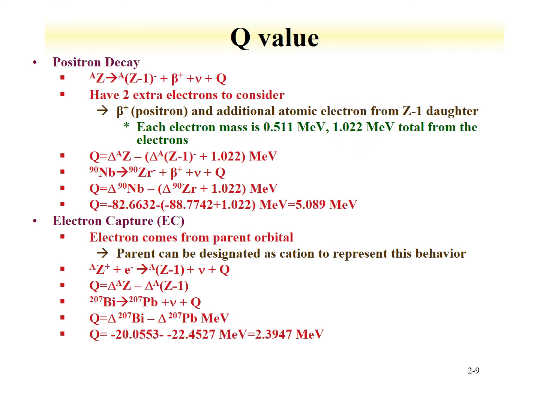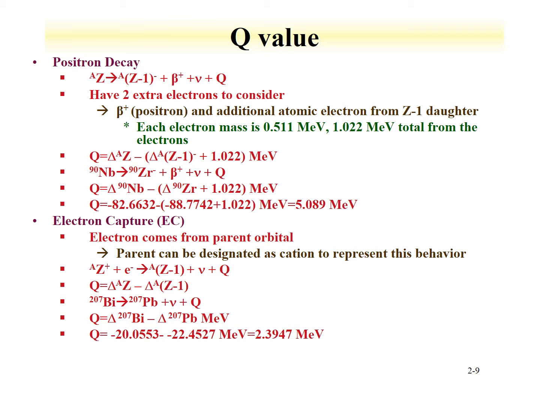So let's consider a decay where niobium-90 decays to zirconium-90. A positron is emitted. So we look up the mass excesses for niobium-90 and zirconium-90. We know that the mass of the electrons is listed here. We run the calculation and we get a value of 5.089 MeV.